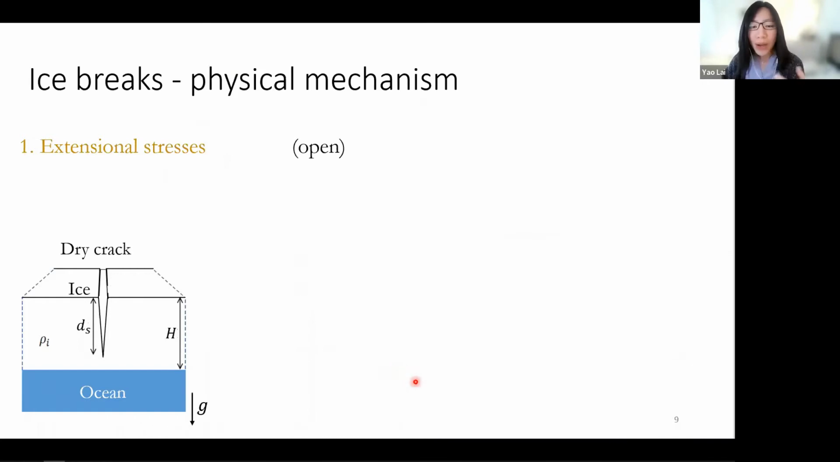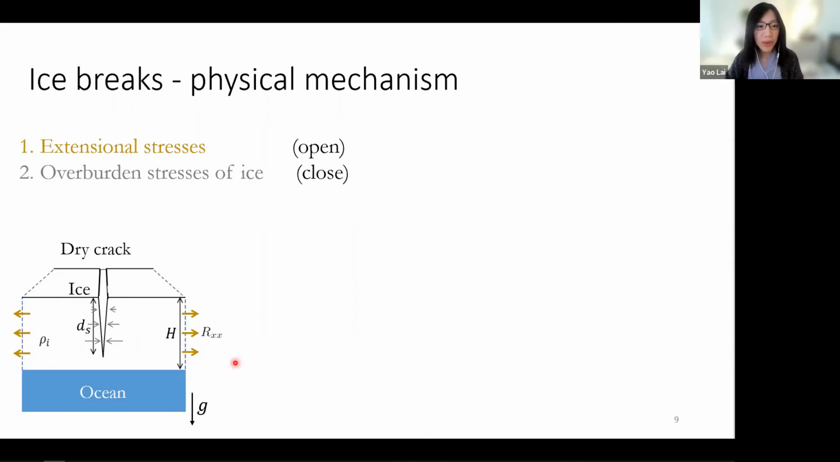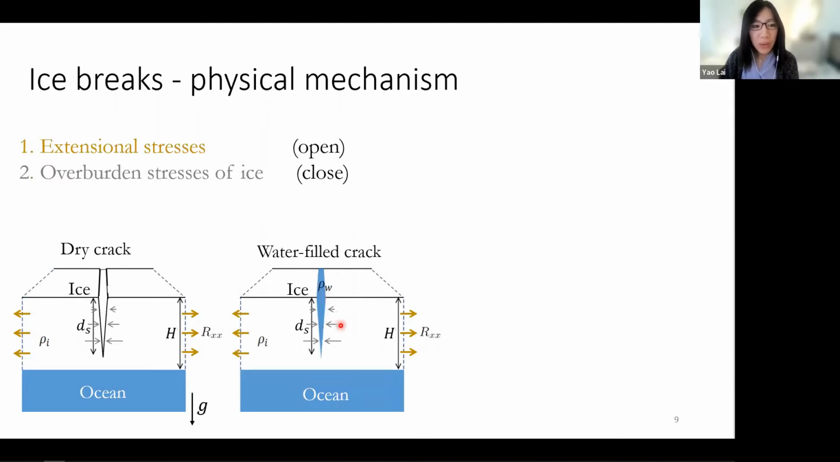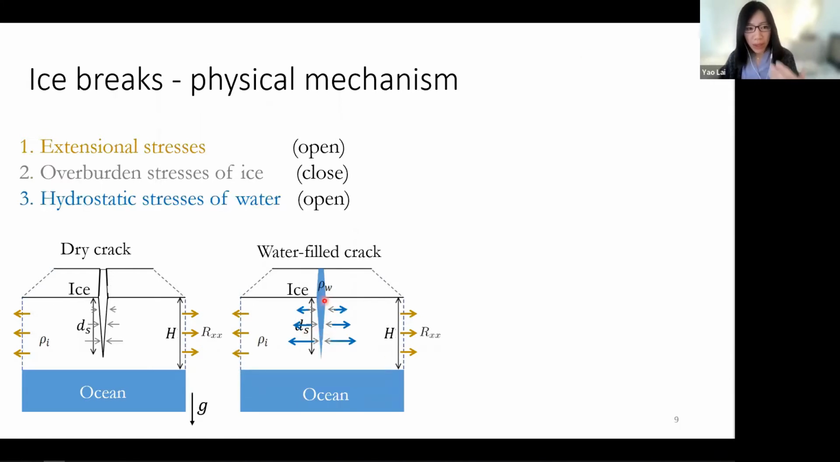So what are the physical conditions that are required for fracturing? And here, this is a fracture on a floating layer of ice. The ice flow accelerating towards the ocean causes this extensional stress that acts to open the fracture. However, the weight of the ice itself acts to close the crack. And if the crack is filled with water, the water is heavier and therefore imposes additional hydrostatic pressure that can act to open the crack.